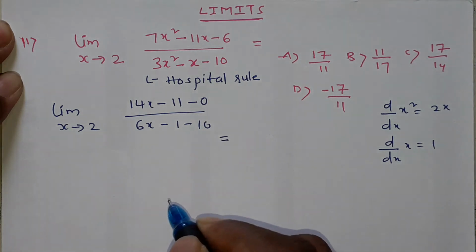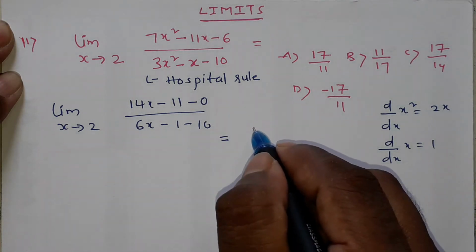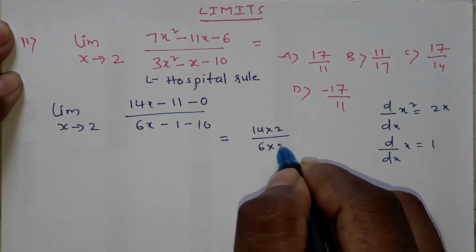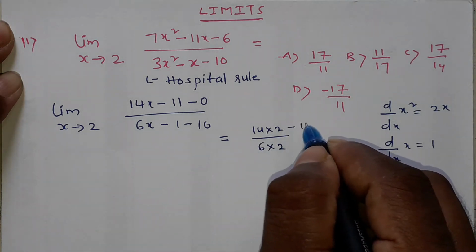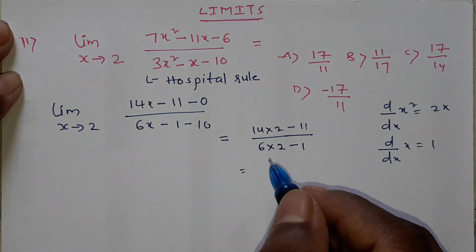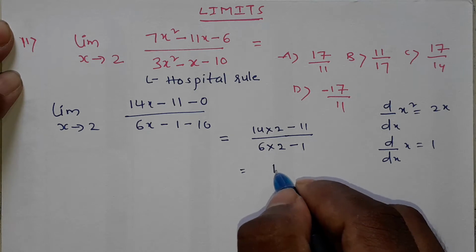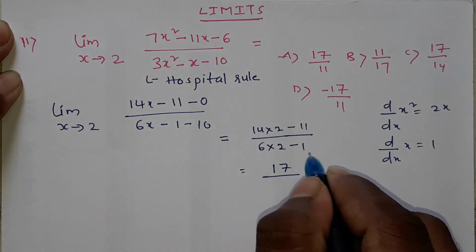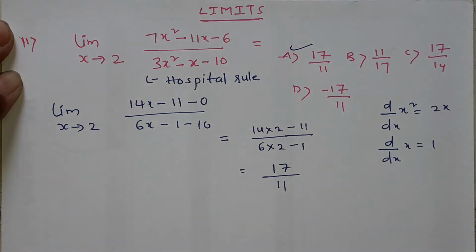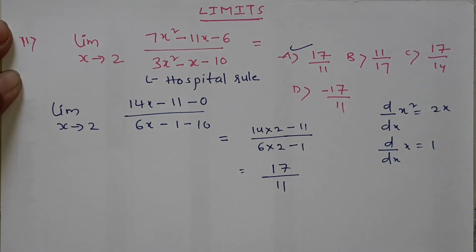Here apply the limit value. Limit value is equal to what? 14 into 2 minus 11 by 6 into 2 minus 1. 14 into 2 is 28, 28 minus 11 is equal to how much? 17. 6 into 2 is 12, 12 minus 1 is 11. Option A is the right answer.